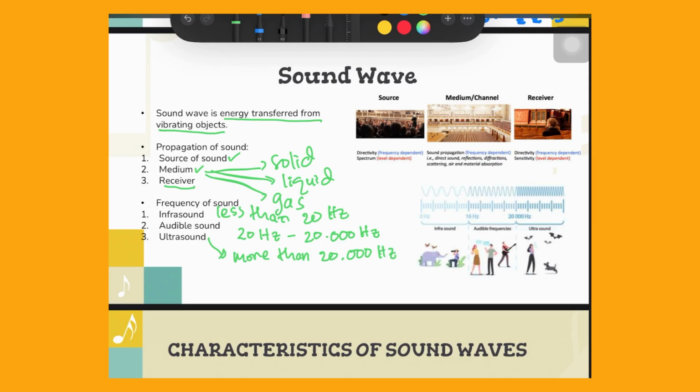The animals that can hear infrasound are, for example, the dog, the cricket, and the rhinoceros. The animals that can hear ultrasound are such as the bat, the dolphin, and the whale.